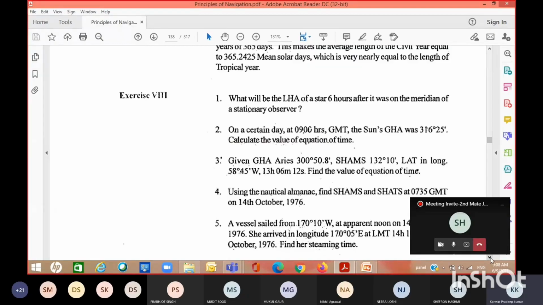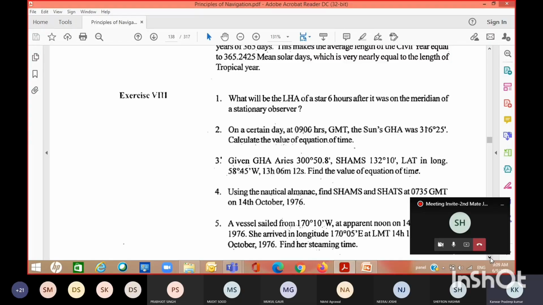What will be the LHA of a star 6 hours after it was on the meridian of a stationary observer? Just take out a pen and paper quickly. This question should not take more than half a minute to solve. Draw a circle, the equinoctial horizon diagram. P in the center. No need to draw G because we are just talking of LHA.